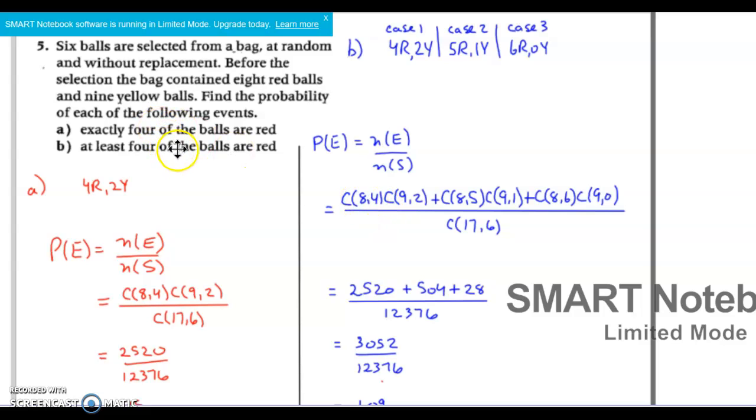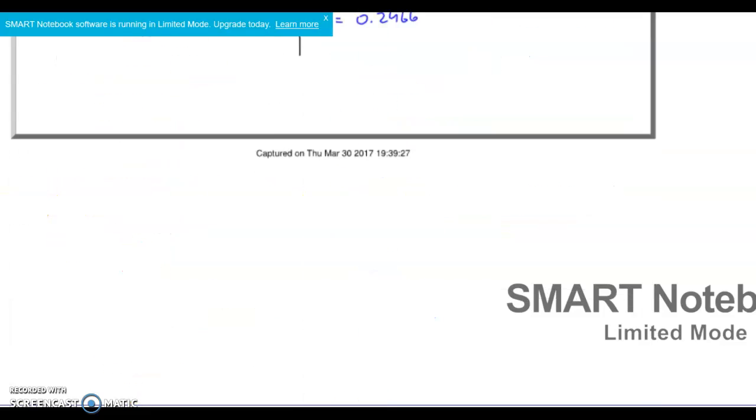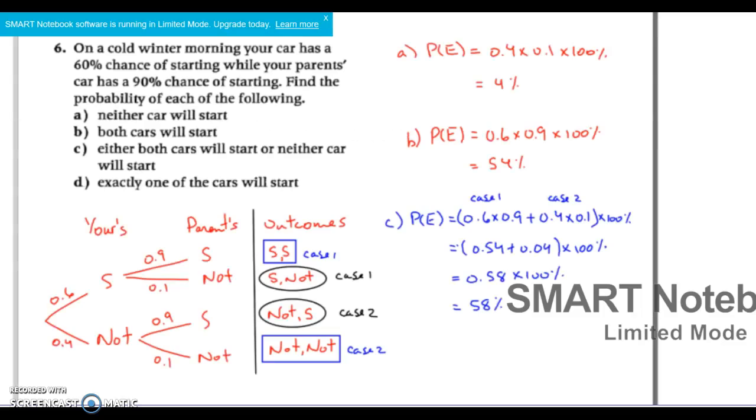And then this one here, at least 4 balls. You have to figure out 4 red balls, 5 red balls, 6 red balls, and you stop there because you maxed out at 6 balls, because that's all there is being tested.